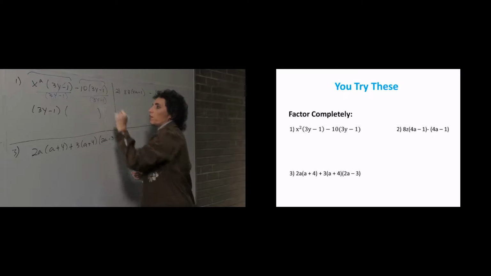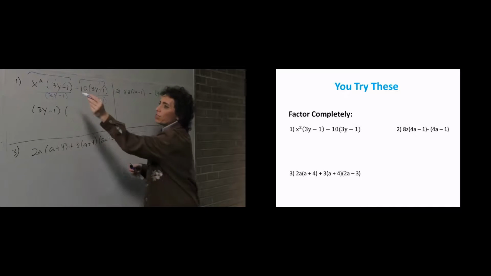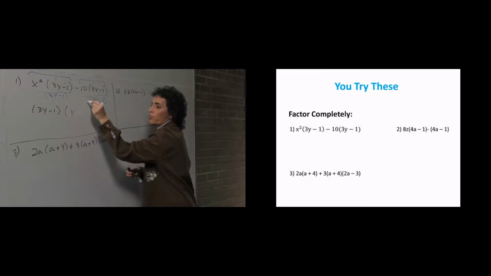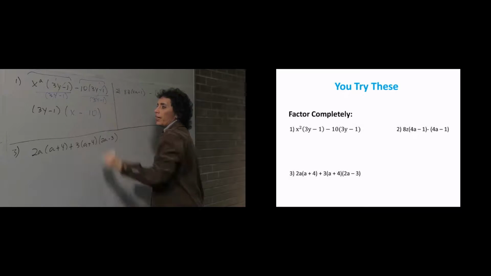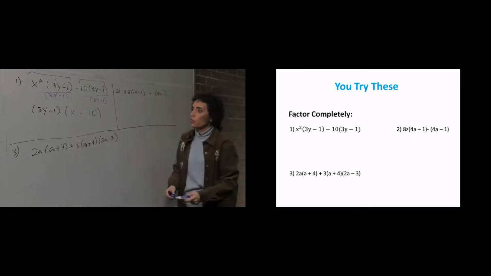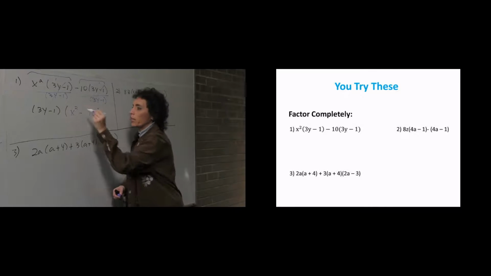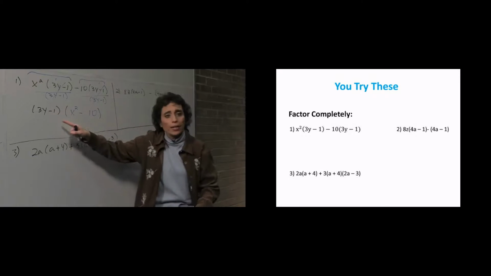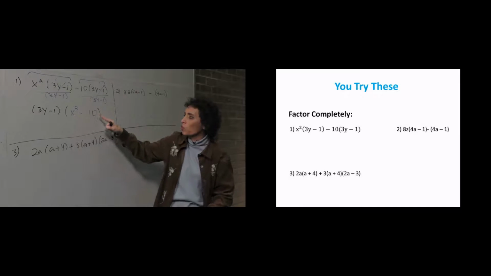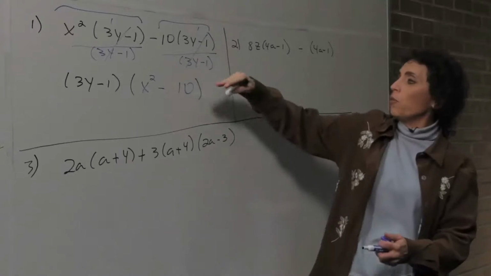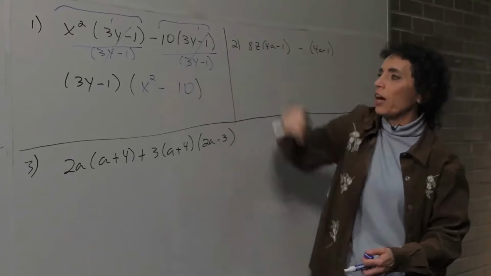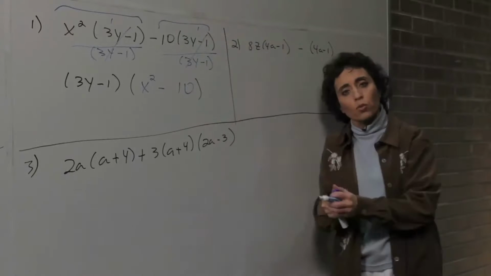That means that reduces to 1, and I have left here x squared, negative divided by positive is a negative 10. x squared, x minus 10. So, oh, sorry, x squared. I did say x squared, but I wrote an x. So it's the quantity 3y minus 1 times the quantity x squared minus 10. To check that, you can multiply this out and multiply this out, and you'll see it. Okay, so that's number 1.